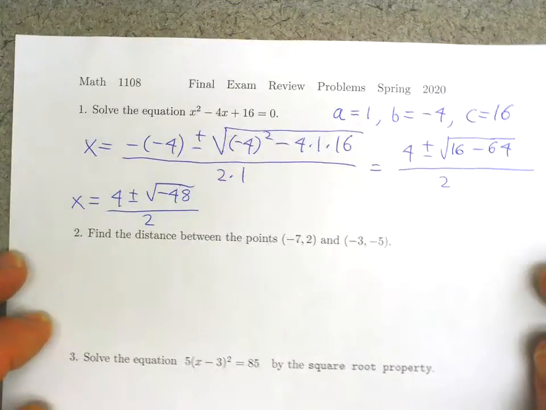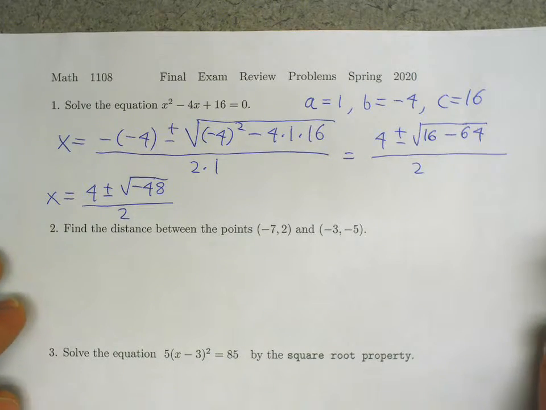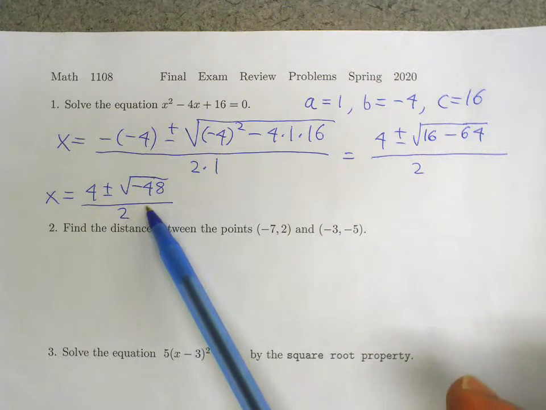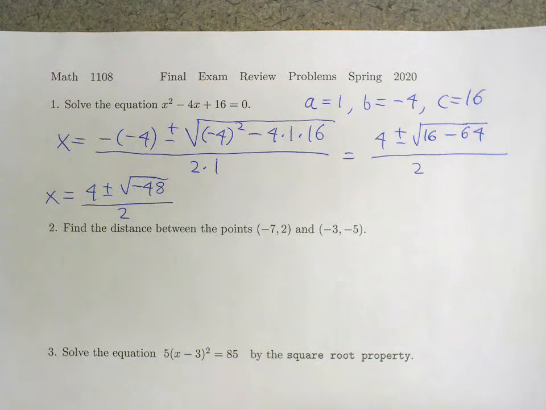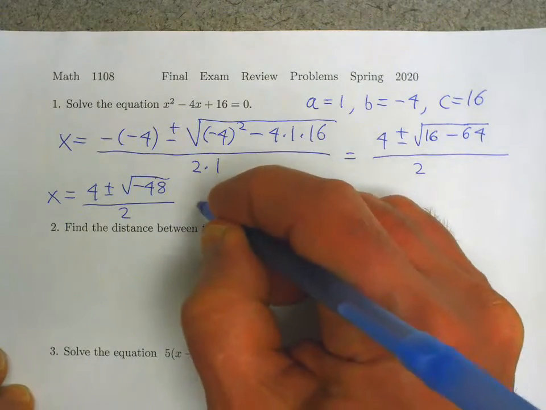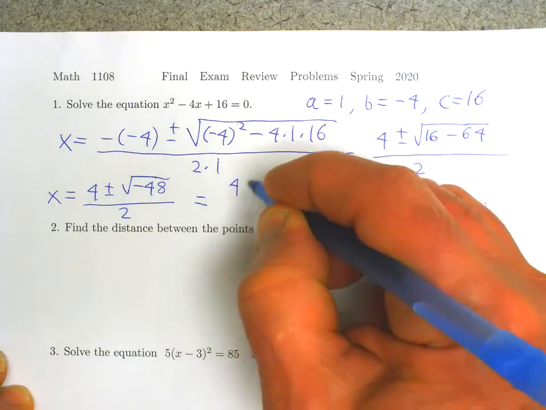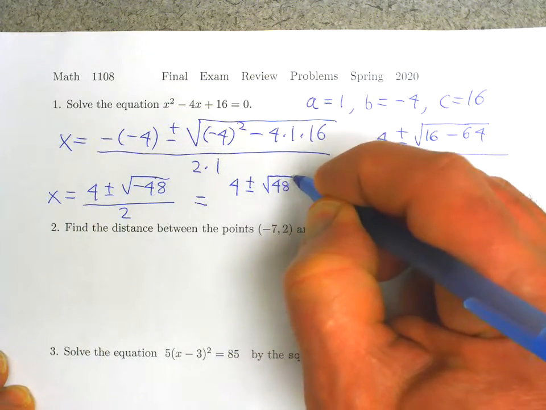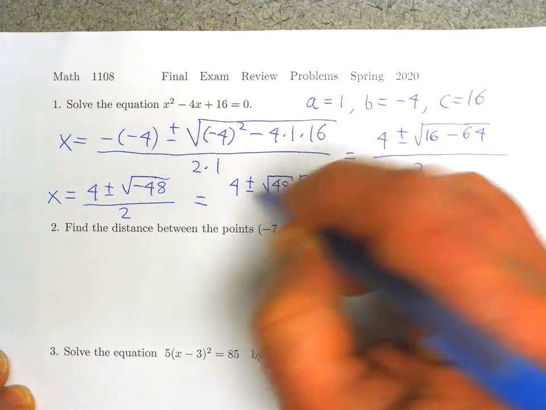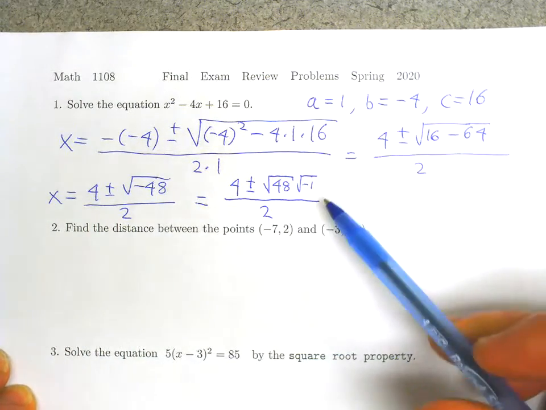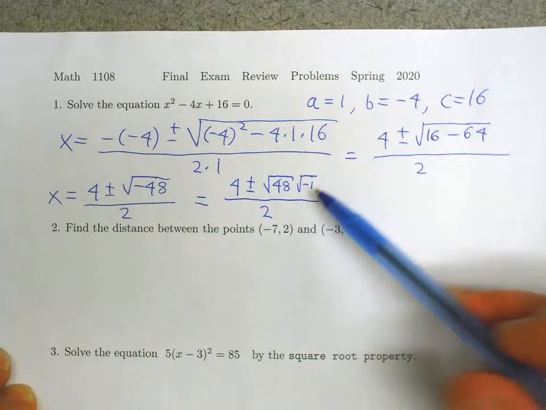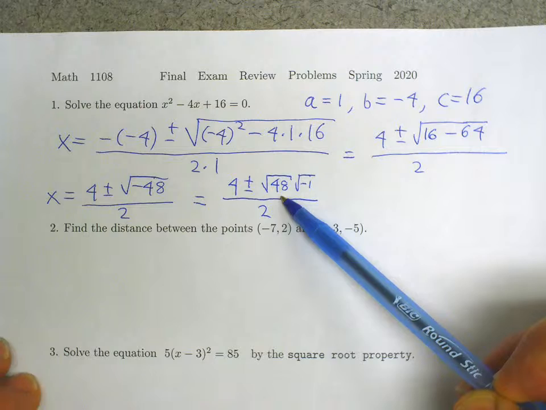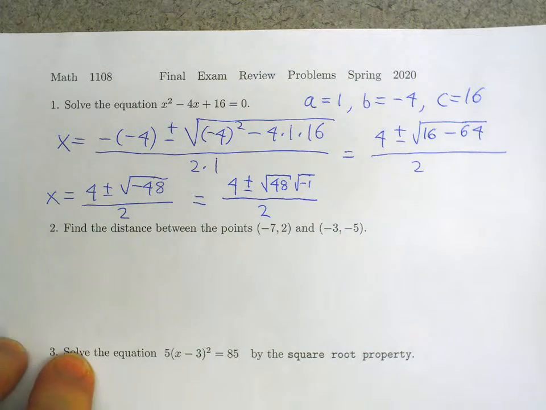Okay, last time we were solving a quadratic equation, and we got to this stage where we're computing the square root of negative 48. So we can think of the square root of negative 48 as the square root of 48 times the square root of negative 1. And we're going to replace the square root of negative 1 with i, and we'll simplify the square root of 48. The largest factor of 48 that's a perfect square is 16.